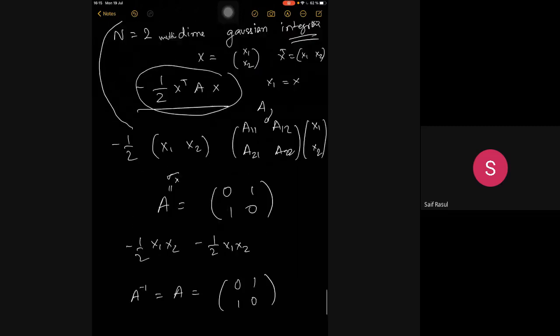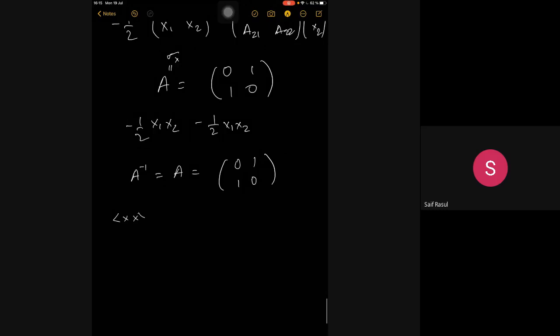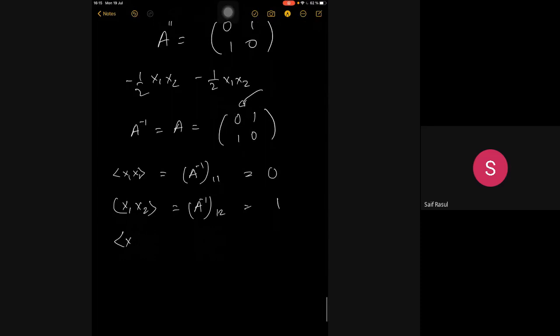So now what happens to my correlation functions? What happens to xx? Say this is x1, x1. This is A inverse 1, 1. What is A inverse 1, 1? 0. x1, x2: what is A inverse 1, 2? It's just 1. And x2, x2 is A inverse 2, 2, which is 0.